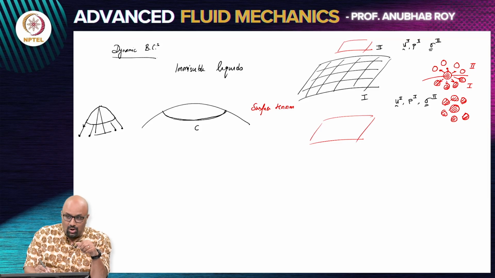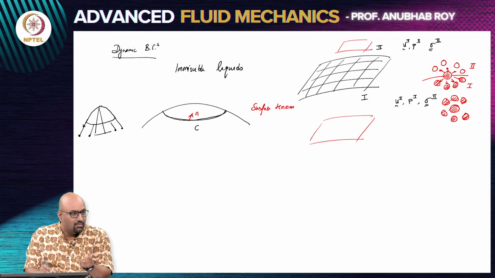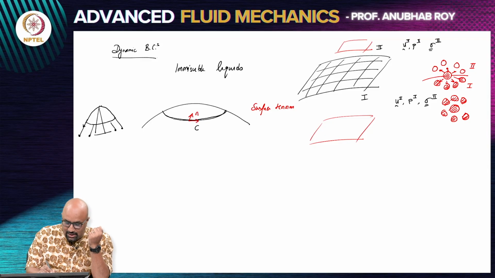So at this contour, imagine you have a surface, I have drawn this contour. At this particular contour, you are going to have a normal. The normal is basically pointing out of that surface. There is a tangent that is there.